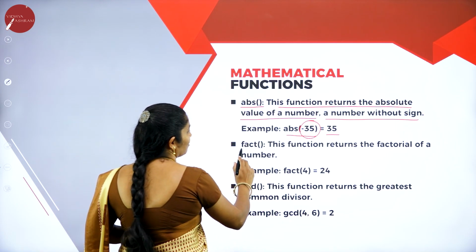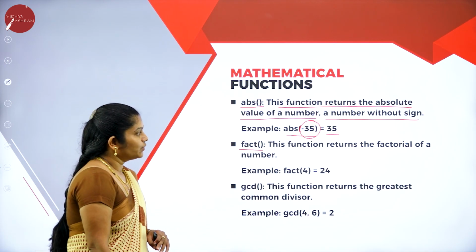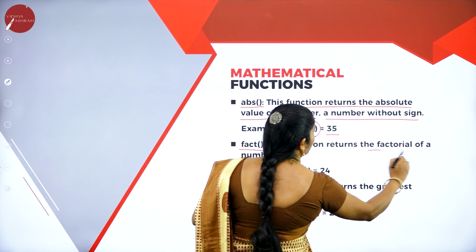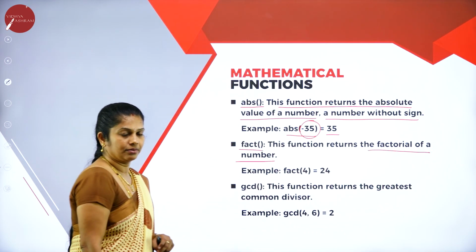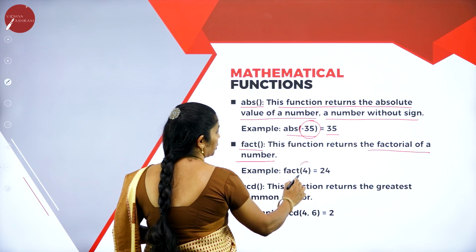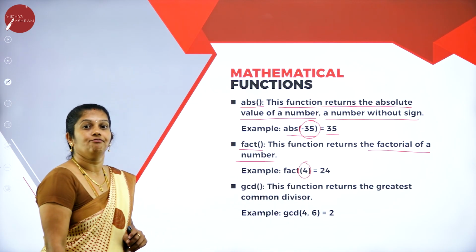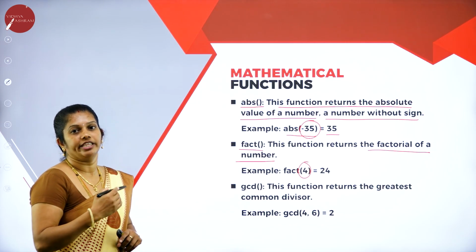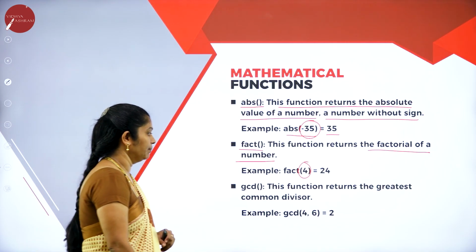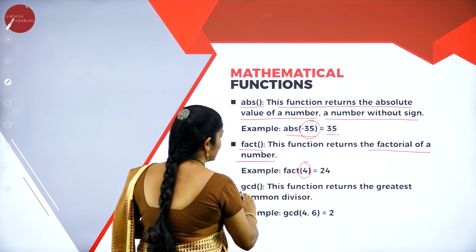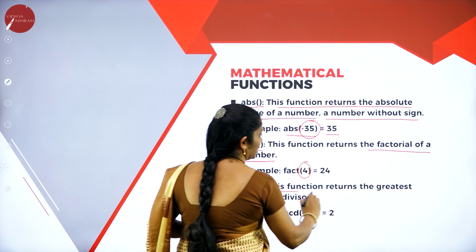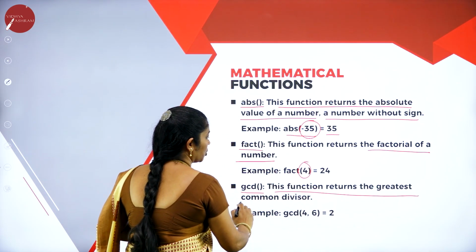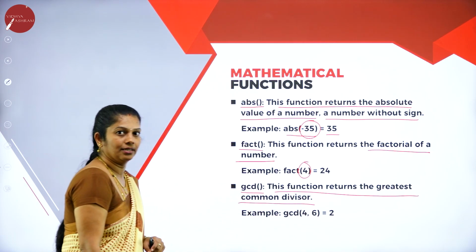And the next one is the FACT function. This FACT function returns the factorial of a number. Inside the bracket, whichever number you write, it will give the factorial for that. That is 4 into 3 into 2 into 1, like that you can get the factorial of the given number. Then the next one is GCD. This function returns the greatest common divisor.